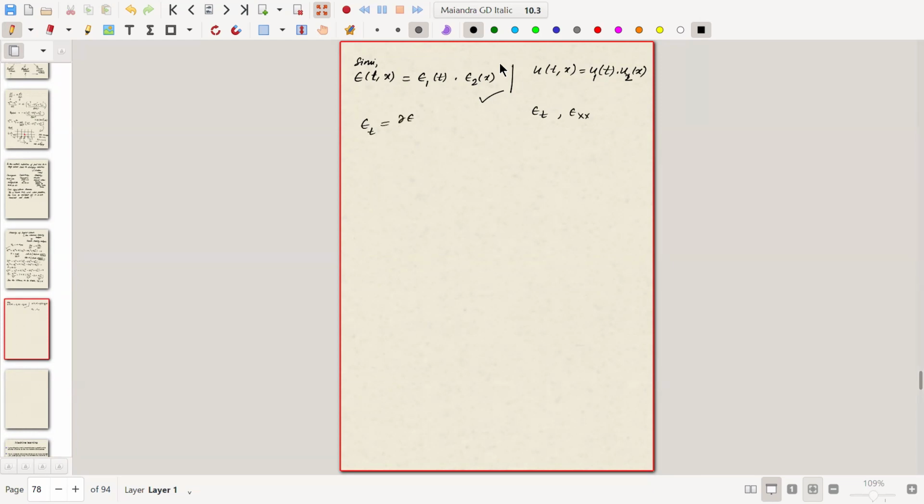So what is epsilon t, that is, partial epsilon by partial t? What will it look like? Check. It will be epsilon 1 prime, and I'm using prime because it is only one variable. The partial derivative of epsilon 1 with respect to t is the same as d epsilon 1 by dt, because epsilon 1 is only a function of time. So I have written epsilon 1 prime times epsilon 2. It will not get differentiated. And epsilon xx will be epsilon 1(t) times epsilon 2 double prime (x). All right. Till now it is okay. Any issues?